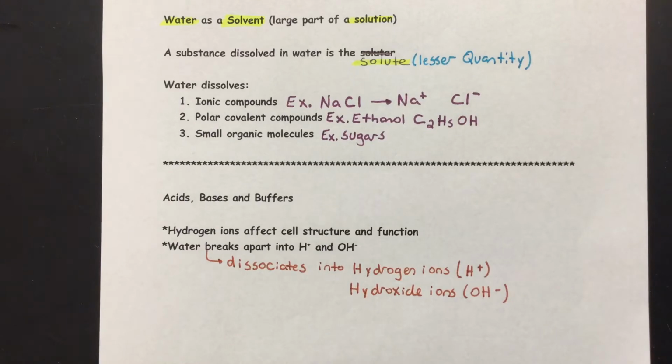Hydrogen ions can affect cell structure because it affects the pH, whether something is acidic or basic or alkaline. So when water breaks apart, it dissociates, it breaks apart into hydrogen ions, which are H pluses, and hydroxide ions, which are OH negatives there. So how does that affect the body?